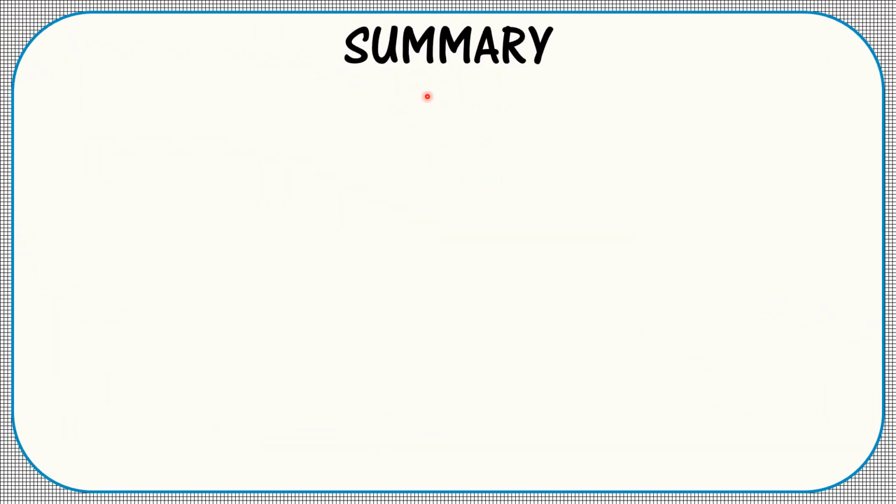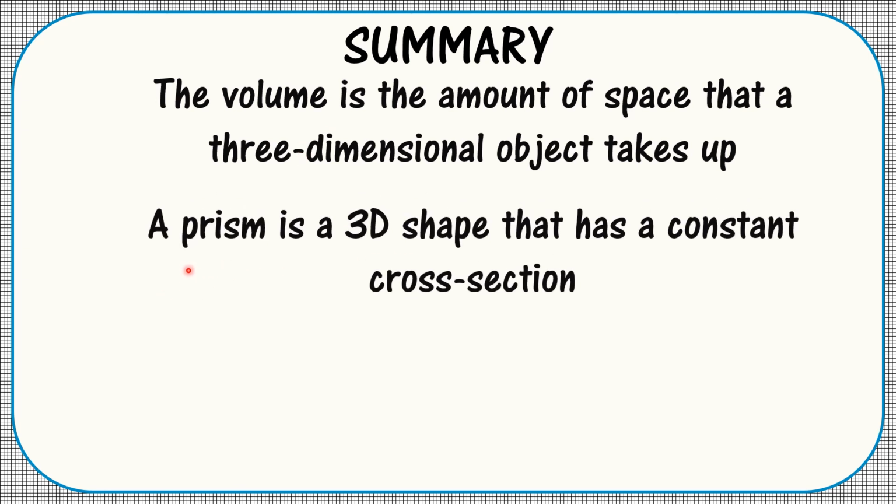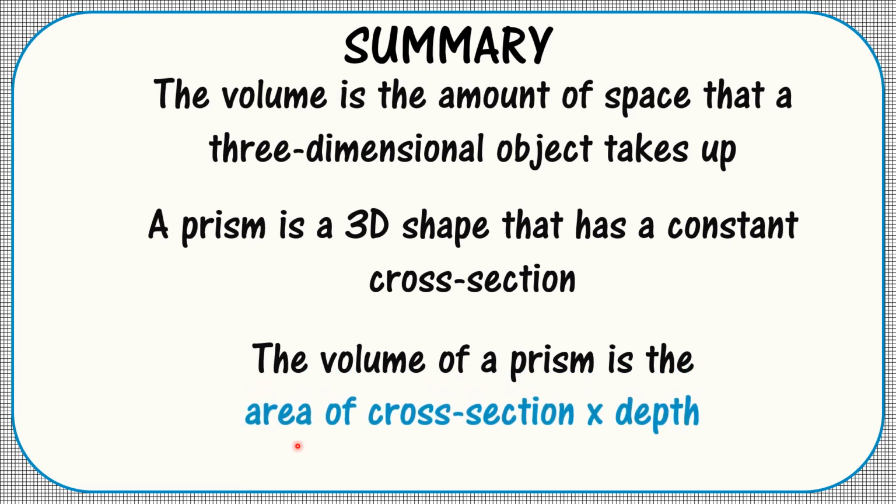Here is a summary page of what we have gone through today. We have gone through what the volume is. We have figured out what a prism is. We know that the volume of a prism is the area of the cross section times by the depth, and the units that we use are in cubed.